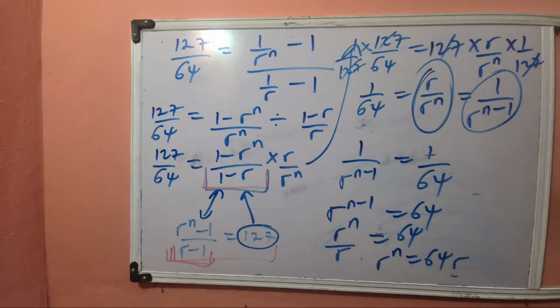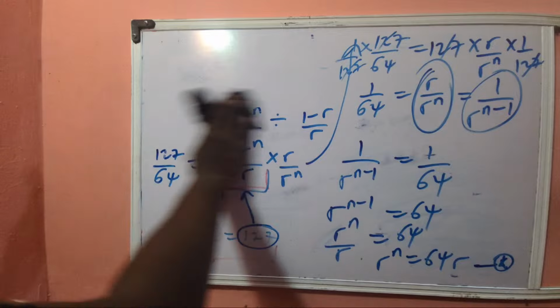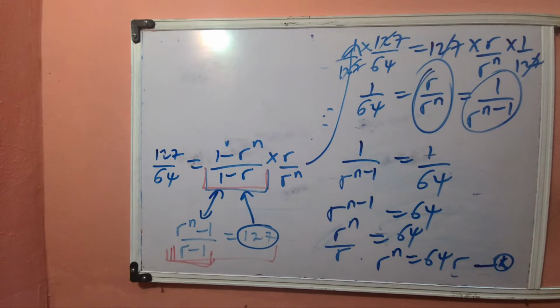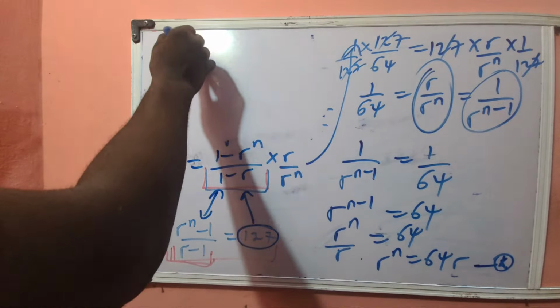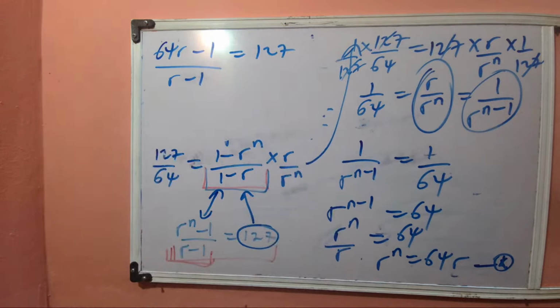Now, if you decide to put what we have gotten here into equation 1, I'm sure you guys are feeling the heat of this question. And this is the reason why I said you have to really practice a lot, because the exam coming up is an A-level exam. So r raised to power n here, you fix that here. So you obviously will have 64r minus 1 over r minus 1 equals 127. So all I did was, where I saw r raised to power n, I substituted 64r.